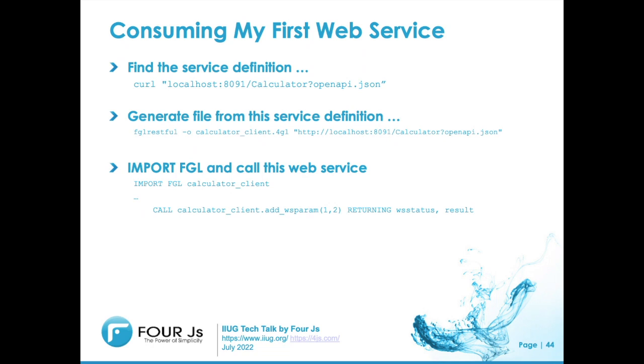Now, what about consuming a web service? Let's take the web service we have just generated. You can study the definition by appending ?openapi.json to the end of the URL. You can generate a file from this definition using FGL RESTful. You can then import and call this web service.